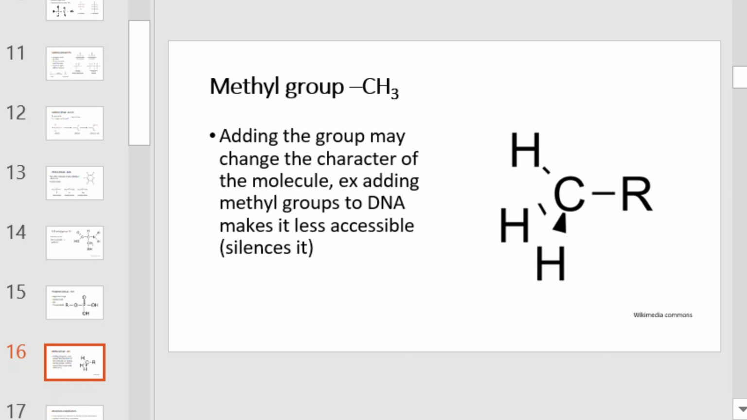The methyl group, or CH3, is found added to a variety of different molecules. Adding the group may change the character of the molecule. An example here is adding methyl groups to DNA, which makes DNA less accessible and silences it.